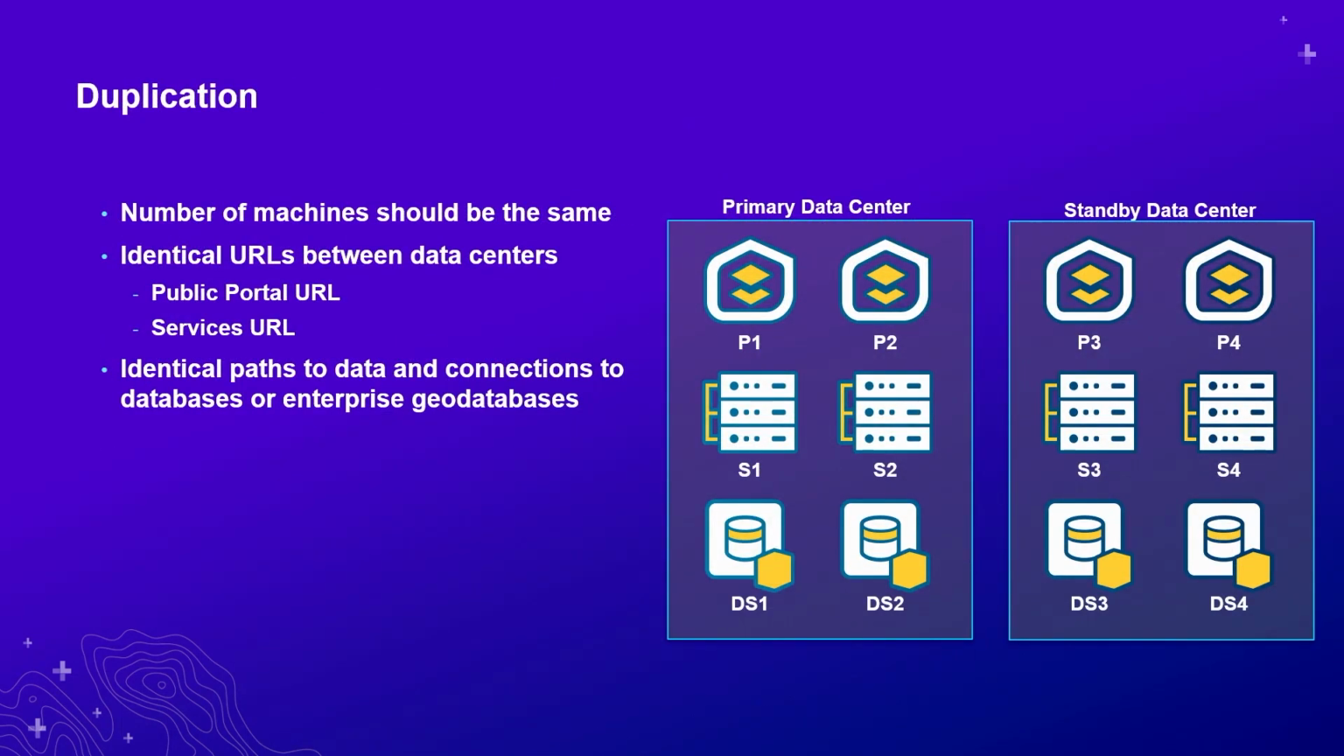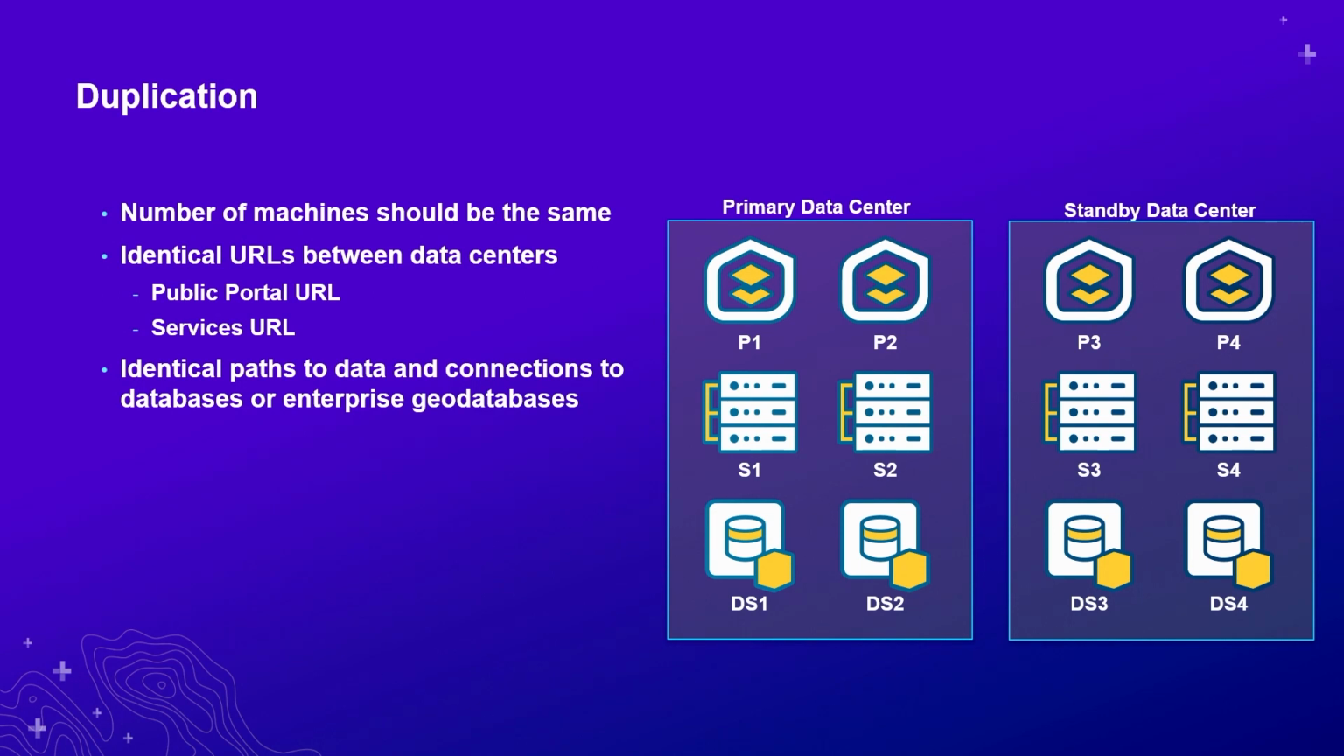All right, so we're going to go into each of these in a bit more detail. The first step would be duplication, making sure that you create duplicate environments between your primary and standby data centers. Our recommendation is that the number and size of the machines are the same between environments, so you don't have any drop in redundancy, performance, or capabilities in the case that you have to flip over to your standby data center. Now, some organizations may not want to invest in the same amount of hardware for a standby environment.